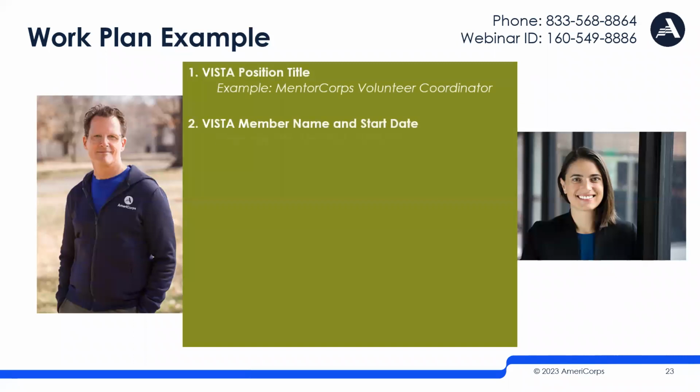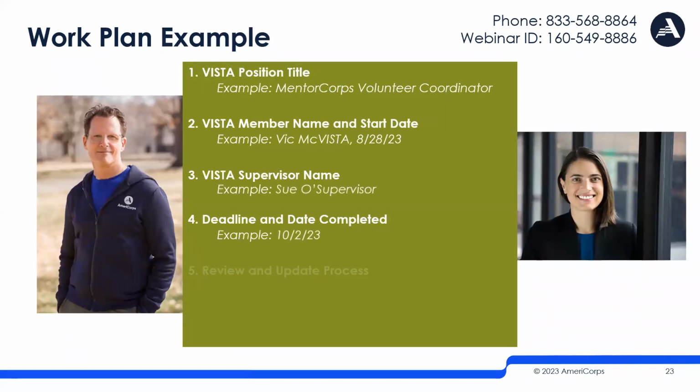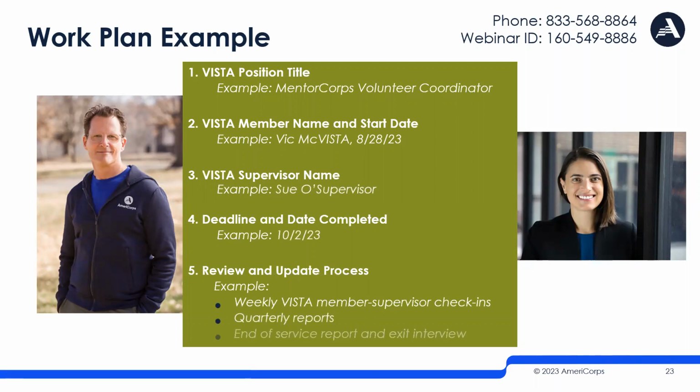All right. So the first few components we have on screen from the work plan. In this example, the VISTA member, the position that they're in is they're going to be a volunteer coordinator, right? The VISTA member is Vic McVista, started at the end of August, and Sue O'Supervisor is Vic's supervisor. The goal here is to complete the work plan by October 2nd. For our example, we're saying kudos to you, Vic, you've done that.